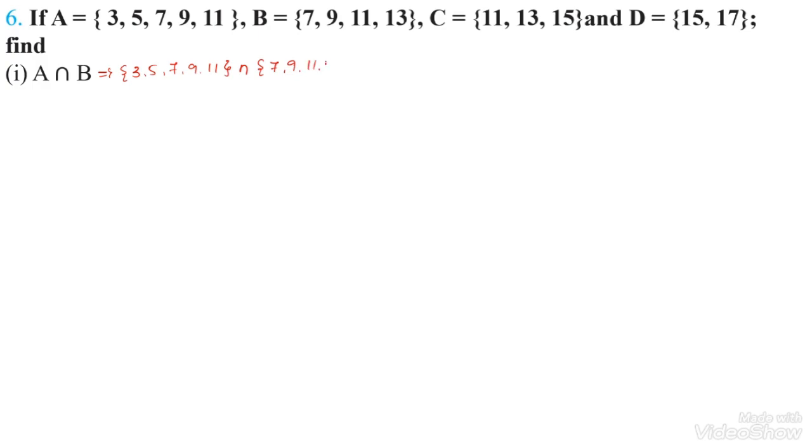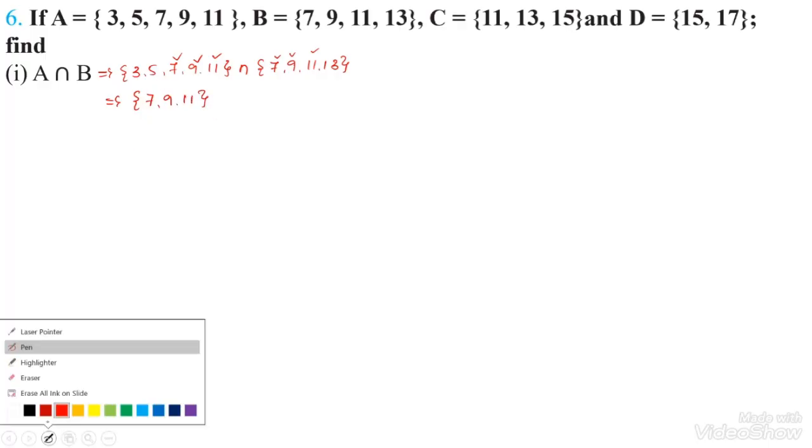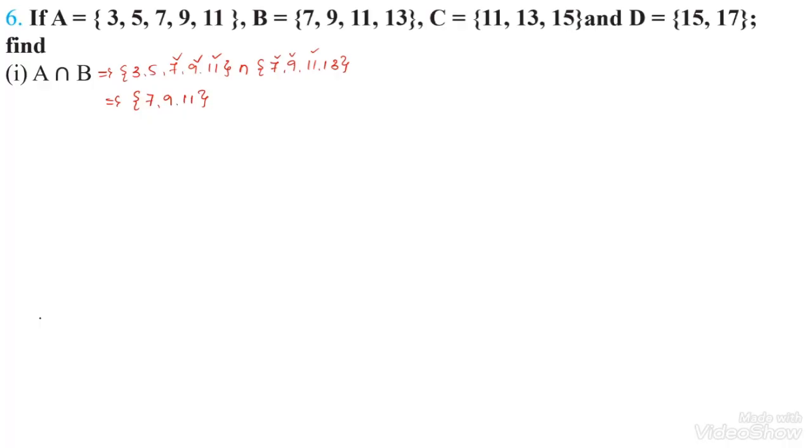7, 9, 11, 13. What are the elements common to both the sets? That is 9, 11 and 7. Only 3 elements are common to both the sets. Therefore, 7, 9, 11 are the common elements between the sets.